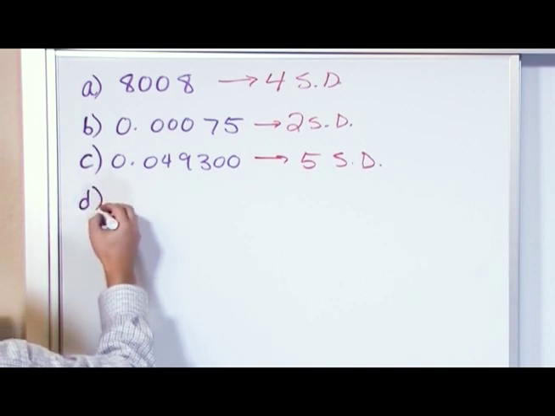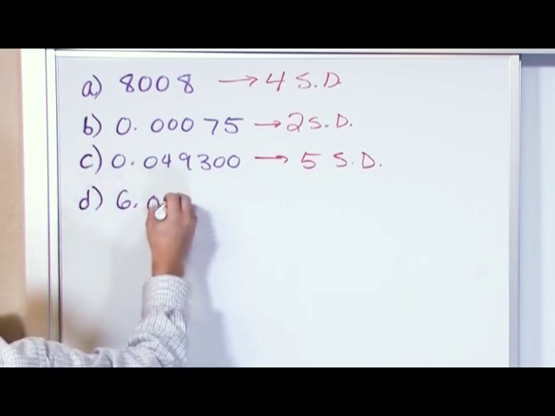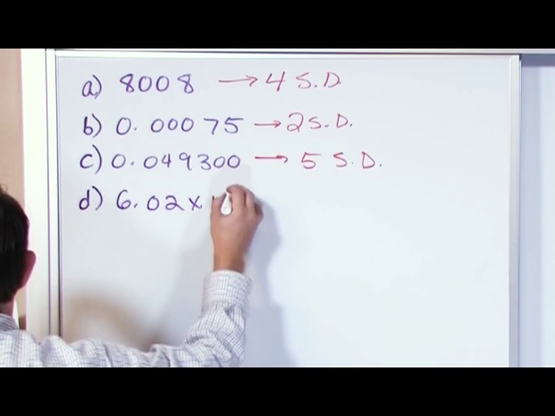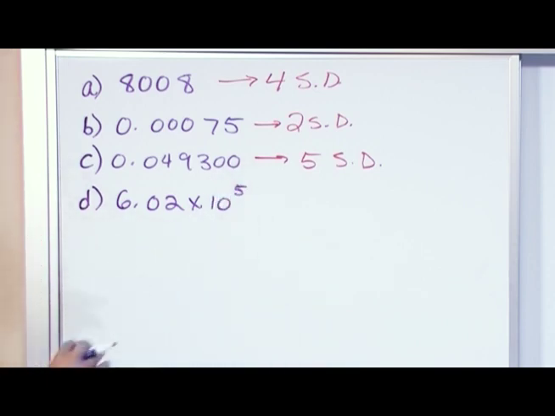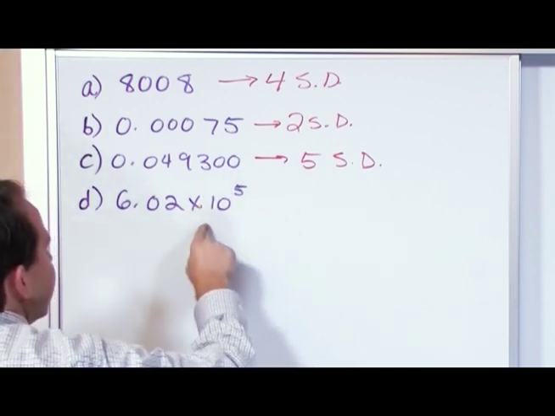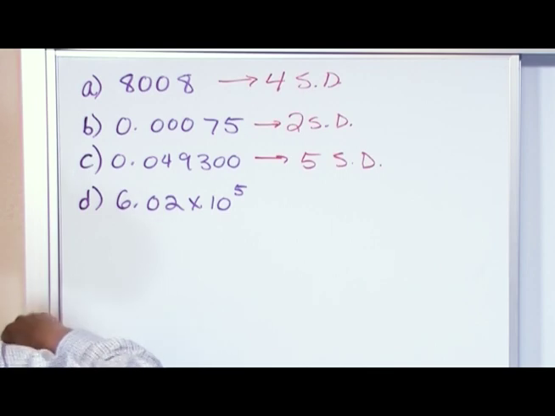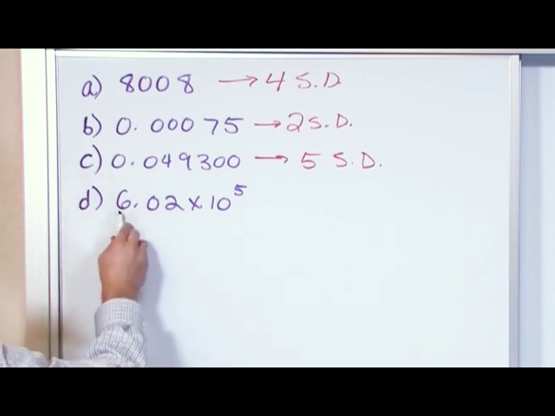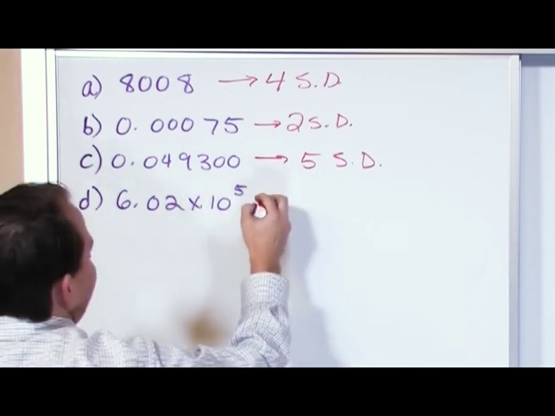All right. What if I have 6.02 times 10 to the 5? This could be a measurement in grams, could be a measurement of a volume, could be anything. What do you do here? Well, do you count any of this here? Of course not. You don't count the exponent, you don't count the x, of course. You have 1, 2, 3. 3 significant figures.